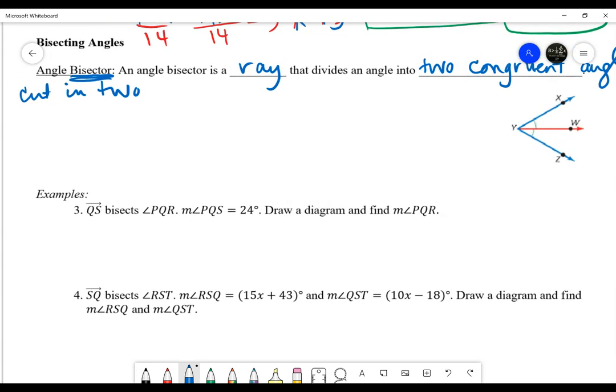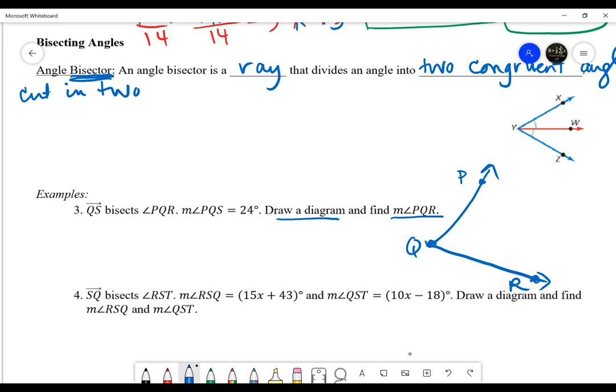If the measure of PQS is 24, draw a diagram and find the measure of PQR. So first, I'm just going to draw a big angle. I'll put P on this side. Q must be in the middle because it is the vertex. I'll put R over here, although they could be smaller.